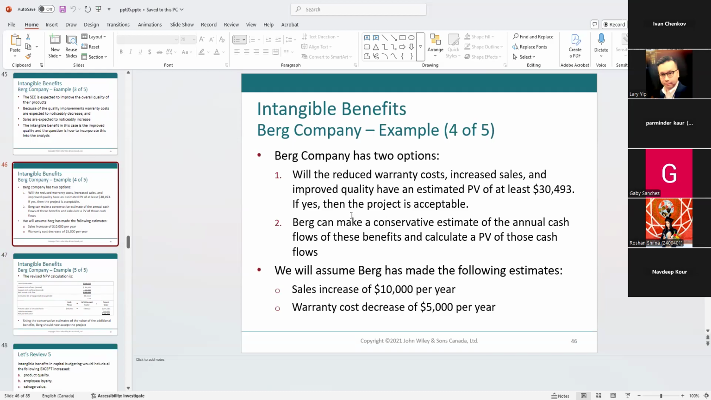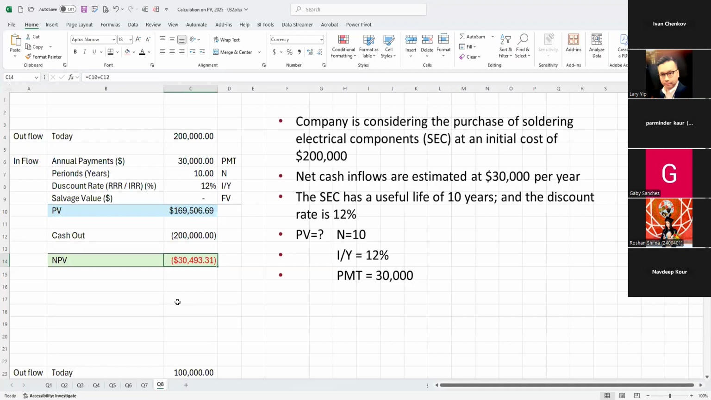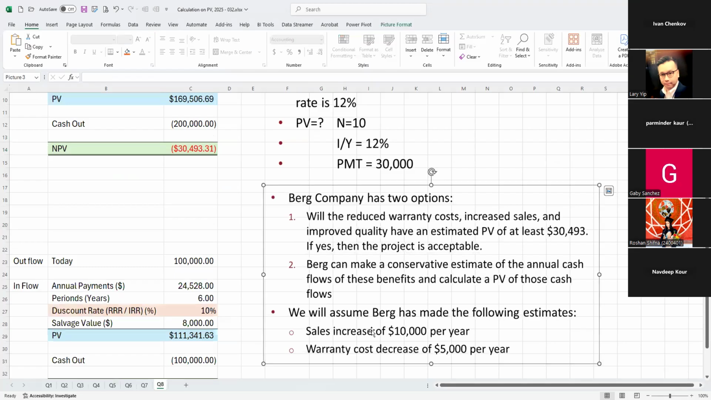That's the only thing that we consider here. Sales are going to increase with 10,000 per year, and the warranty costs decrease 5,000 per year. So let's do the second calculation here. What we're chasing is, can we eliminate those $30,000 to bring it at least to zero? How can we do that? Again, we're going to have here the question, which shows sales increase of 10,000 and warranty decrease with 5,000. Make sense?